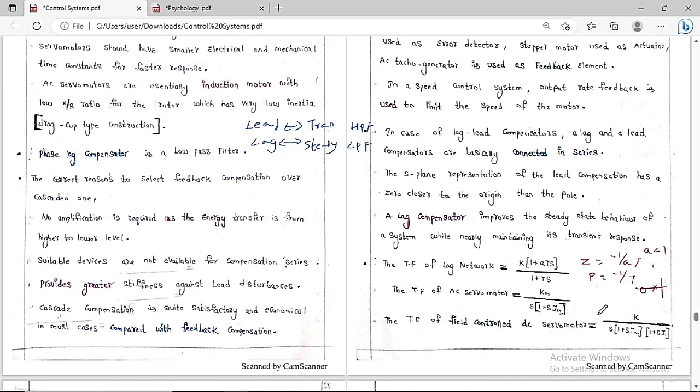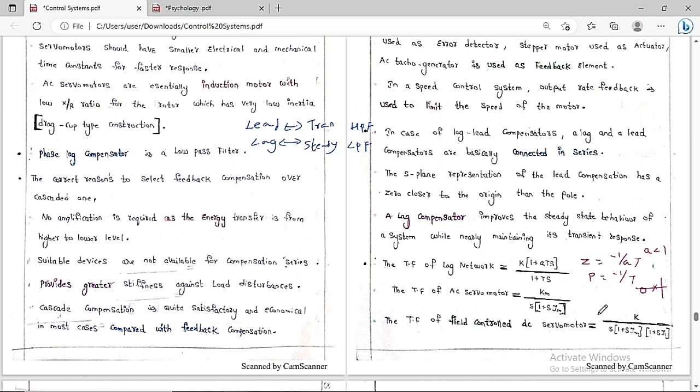Whereas, what is the transfer function of the field control DC servo motor? Field control means we vary the field supply voltage in order to control the speed of the motor. The transfer function is K by S into (1 plus S tau m) into (1 plus S tau f).